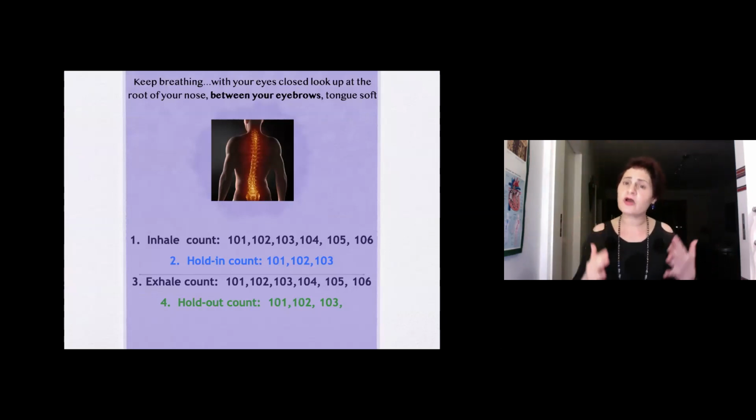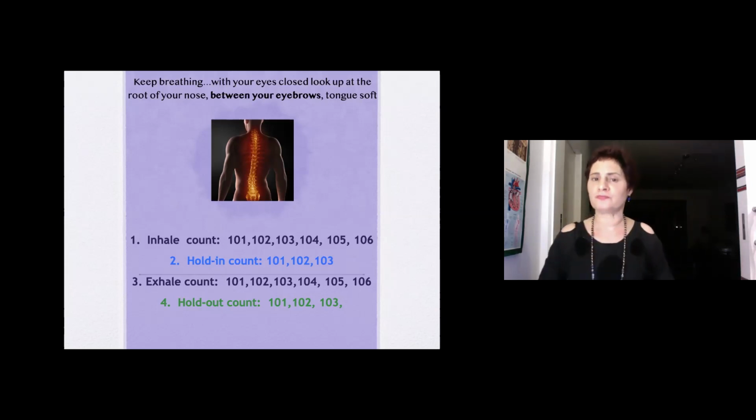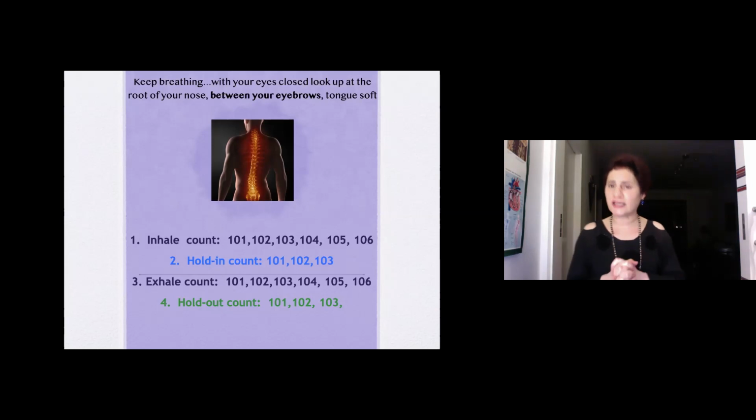Now please keep your eyes closed and look up at the root of your nose. Between your eyebrows, in Ajna Chakra, keep your tongue soft. Stay with the attention up there. And now breathe with me. First, empty your lungs once. And then breathe in on 1, on 2, on 3, on 4, on 5, 6, and hold for 1, for 2, and for 3.